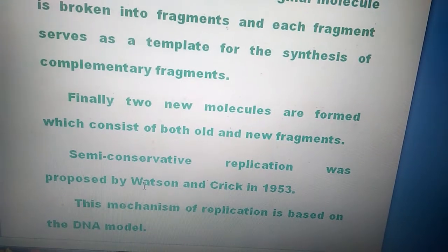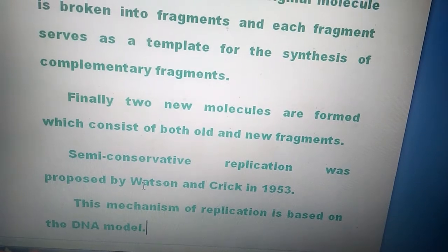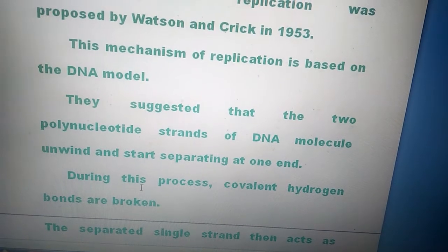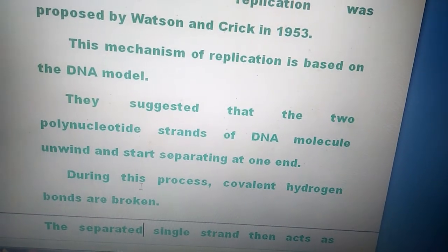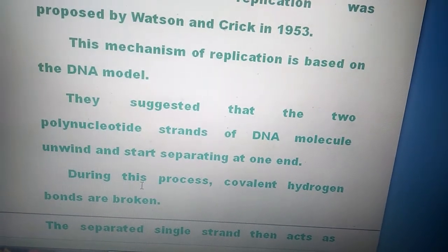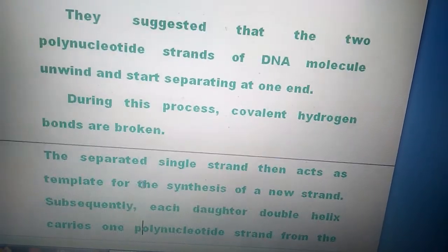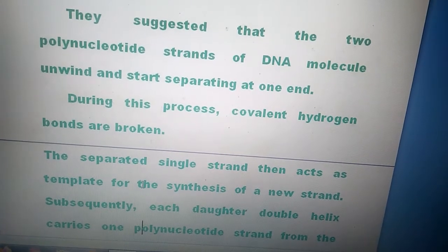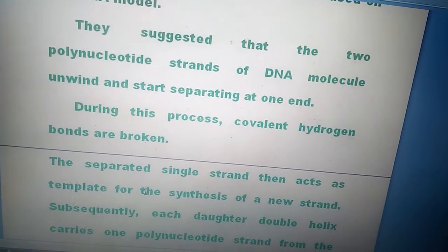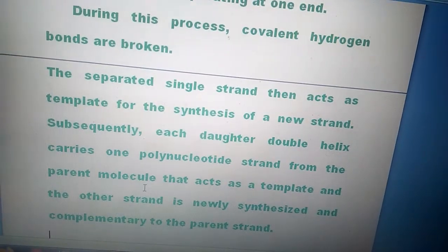Semi-conservative replication was proposed by Watson and Crick in 1953. This mechanism of replication is based on the DNA double helix model. They suggested that the two polynucleotide strands of the DNA molecule unwind and start separating at one end. During this process, hydrogen bonds are broken. The separated single strand then acts as a template for the synthesis of a new strand.